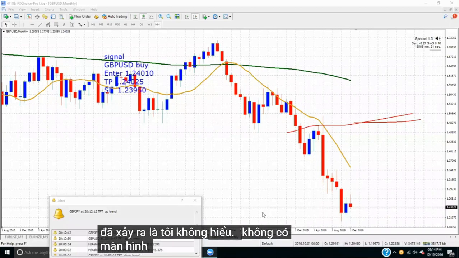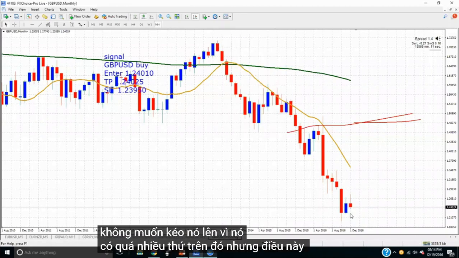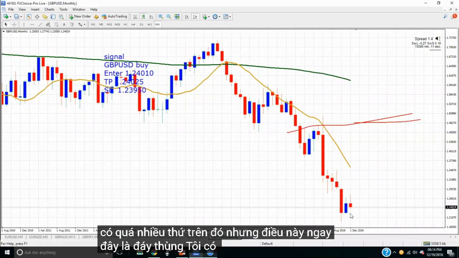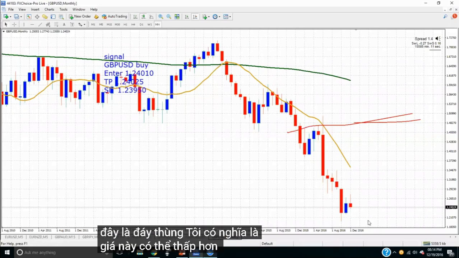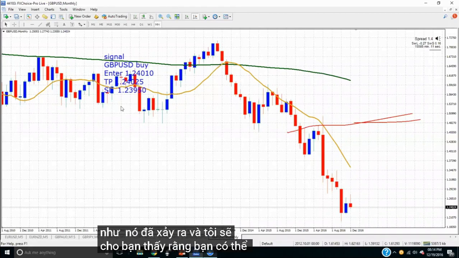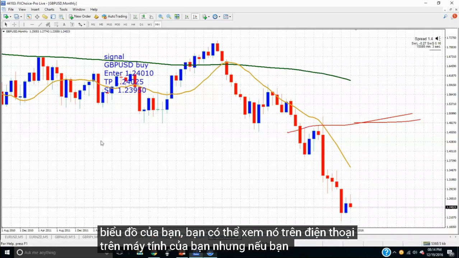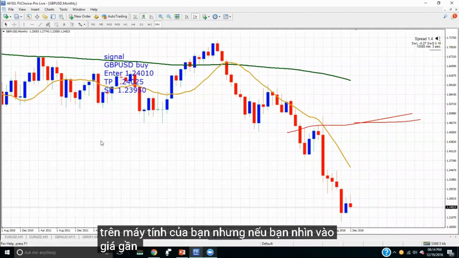I don't have my other screen that I normally use. I don't want to pull it up because it's got so much stuff on it. But this right here is the bottom of the barrel. I mean, this price could go lower, but it's as low as it's been, and I'm going to show you. You can look at this on your charts. You can look at it on your phone, on your computer. But if you'll look, price just about has been as low as it's ever been.